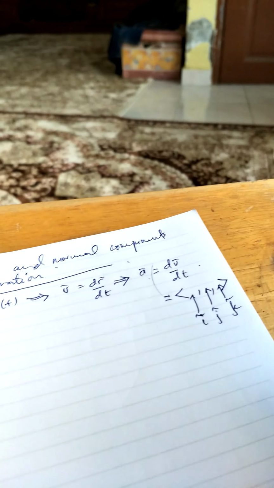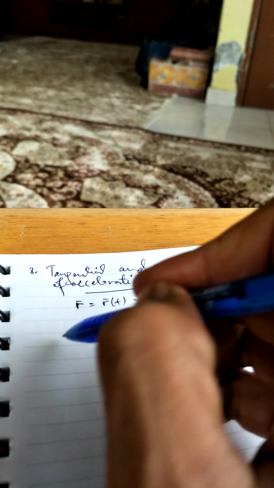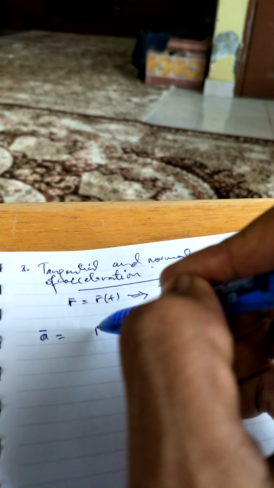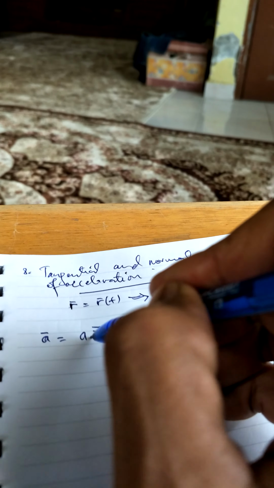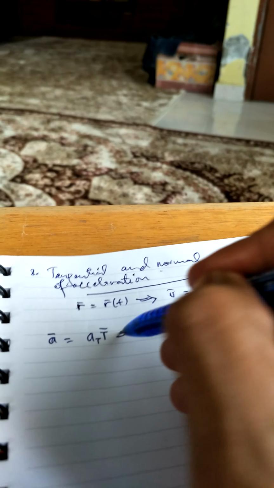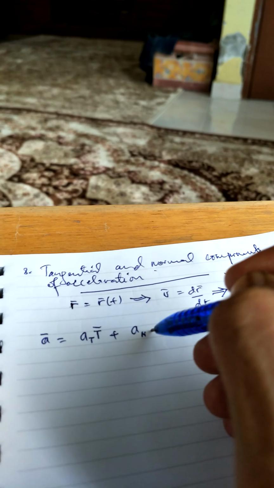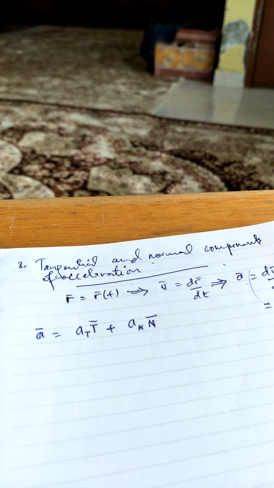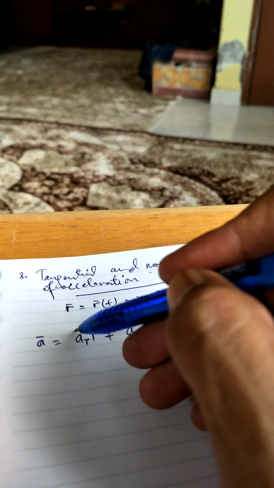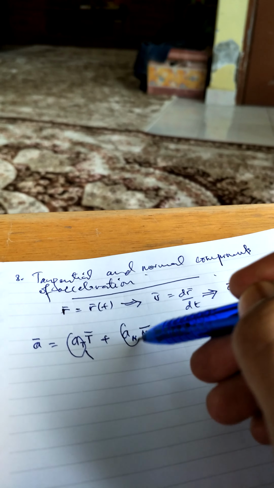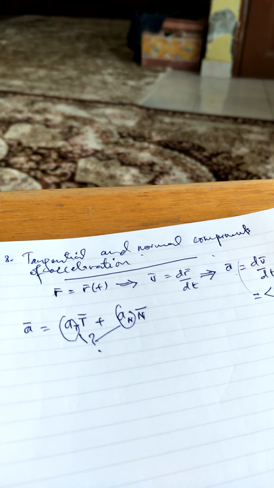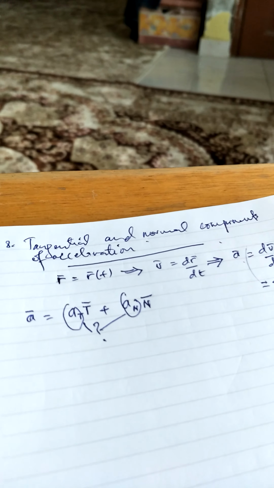Now what we want to do is write a in terms of the tangential component, something like that, plus a normal component. So that's what we want to write. Now we need to find what is a_T, what is a_N. So that's our purpose.